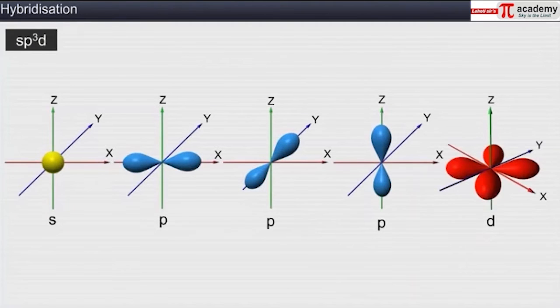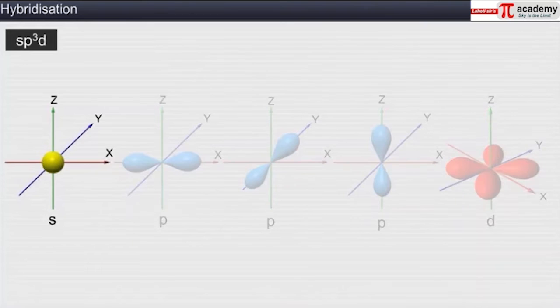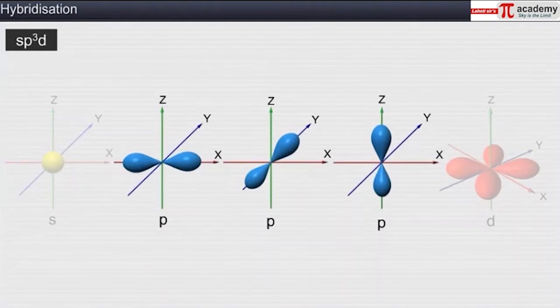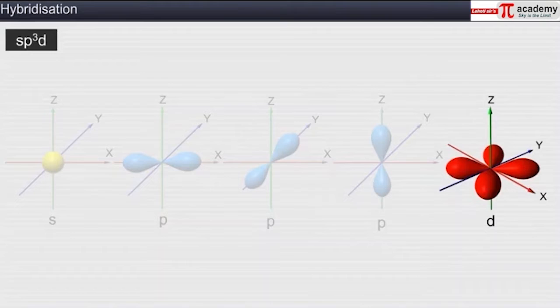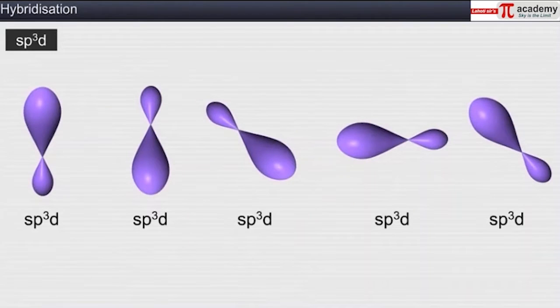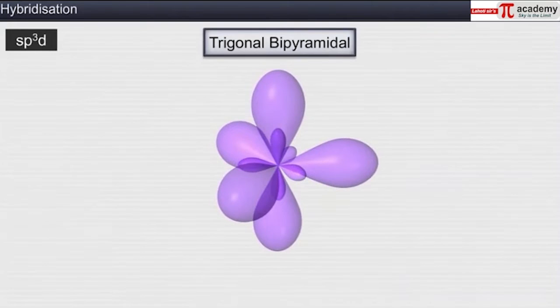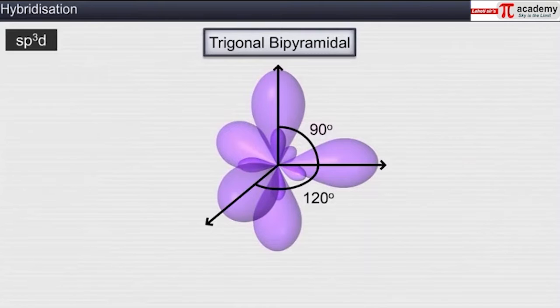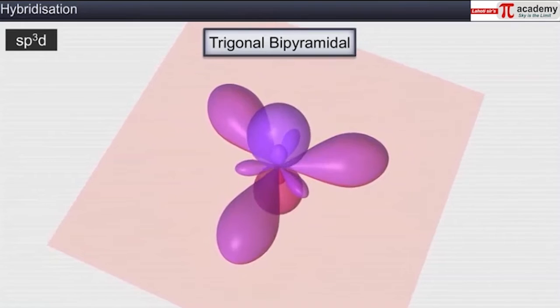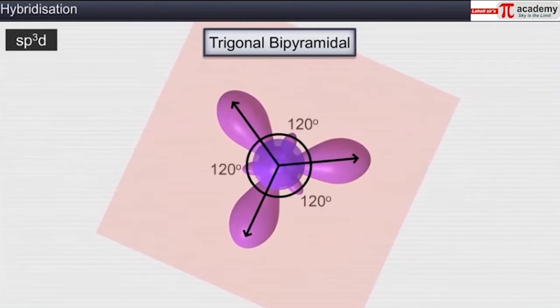In sp3d hybridization, one s orbital, 3 p orbitals and one d orbital combine to form 5 sp3d hybrid orbitals of equivalent energy. They have a trigonal bipyramidal arrangement, which leads to the formation of two different sets of angles between orbitals. 3 of the hybrid orbitals lie in one plane, making an angle of 120 degrees with each other.